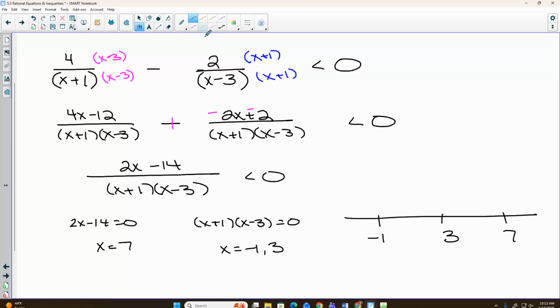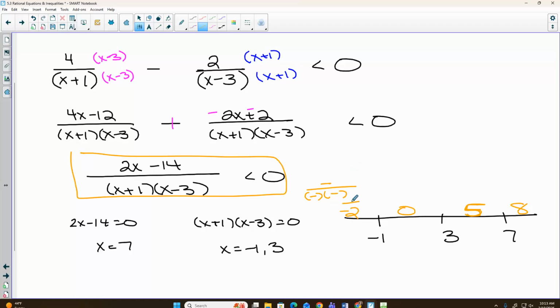Give me something smaller than negative 1. In between negative 1 and 3. Between 3 and 7. And bigger than 7. Okay, we are plugging these in right here. You can use a calculator, you can do it by hand. I usually just talk through it. If I put in negative 2, negative 4 minus 14 is negative. Negative 2 plus 1 is negative. Negative 2 minus 3 is negative. If you have 3 negatives, your answer is negative.